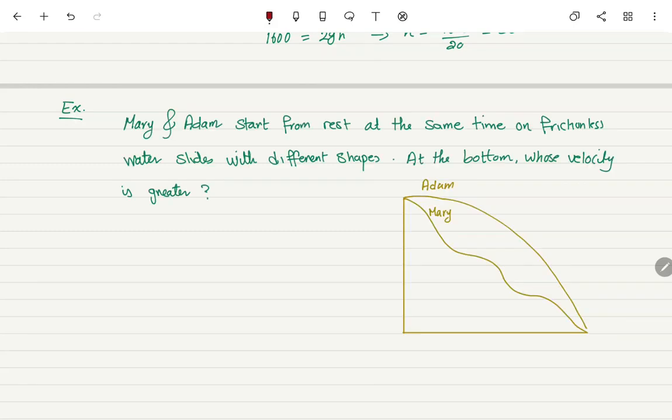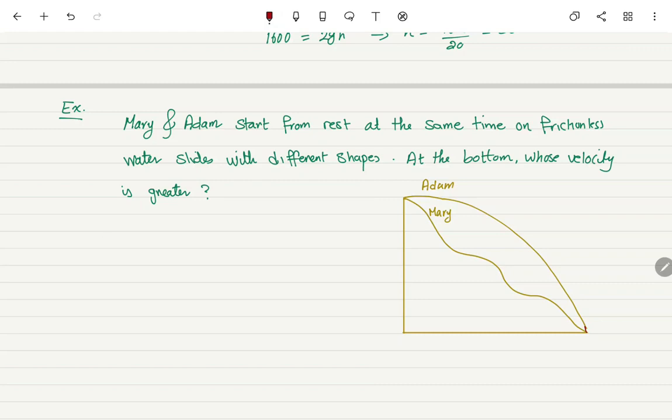In this example, Mary and Adam start from rest at the same time on frictionless water slides with different shapes, as we can see here. At the bottom, whose velocity is greater? In this case, this is Adam and this is Mary. Both start from rest in different tracks and different shapes. Both start from the same point and both end at the same point. Now, which one will have greater velocity right at the bottom of these tracks?